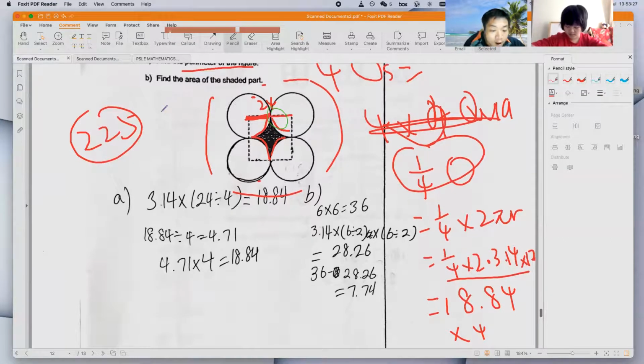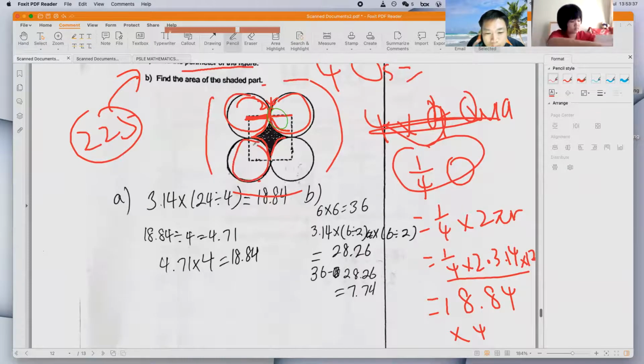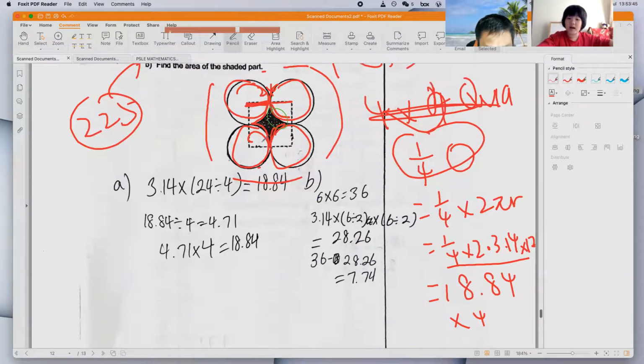Yeah. Okay, then most likely if they ask this way, basically they are asking for 4 circles. I found it. It's not 4 circles. They're asking for 3 circles. Yeah. Okay, never mind.